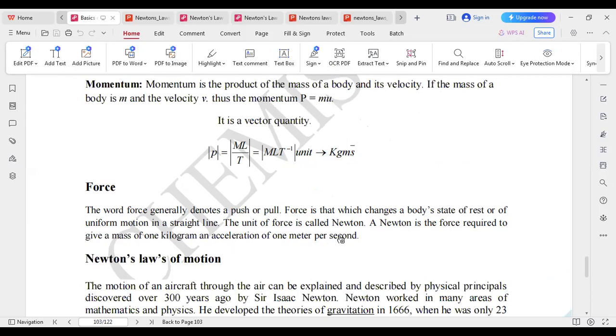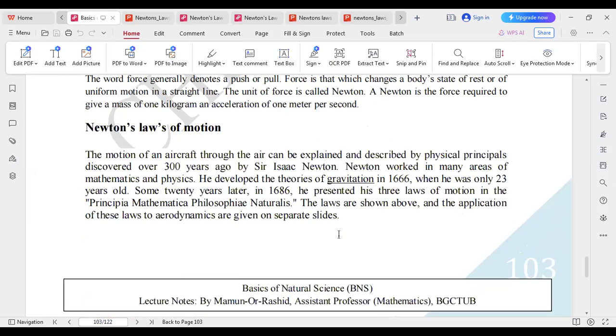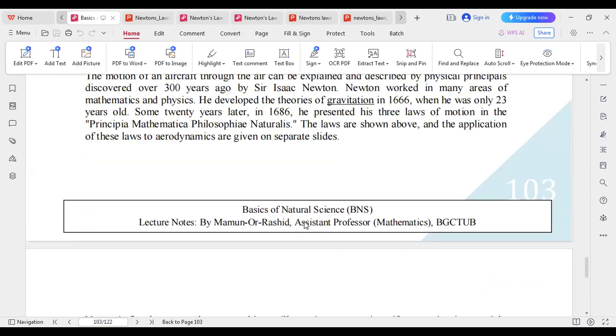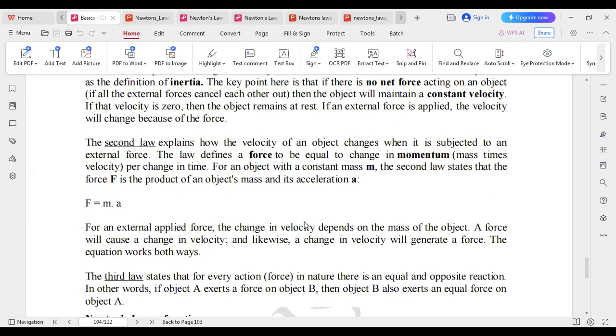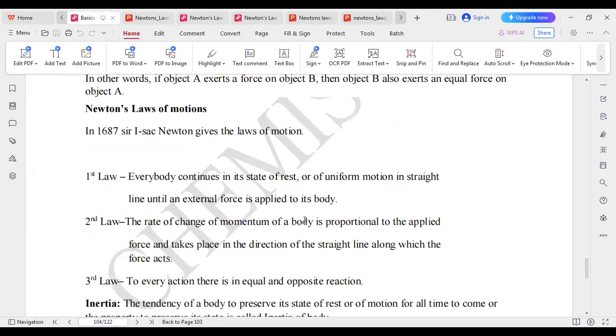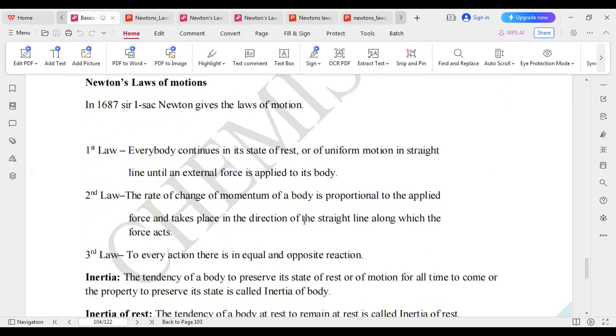You must know Newton's laws of motion. You must know the laws of motion, inertia, and these are Newton's laws of motion. In 1687, Sir Isaac Newton gave the laws of motion. First law: every body continues in its state of rest or of uniform motion in a straight line until an external force is applied to the body. That means what?